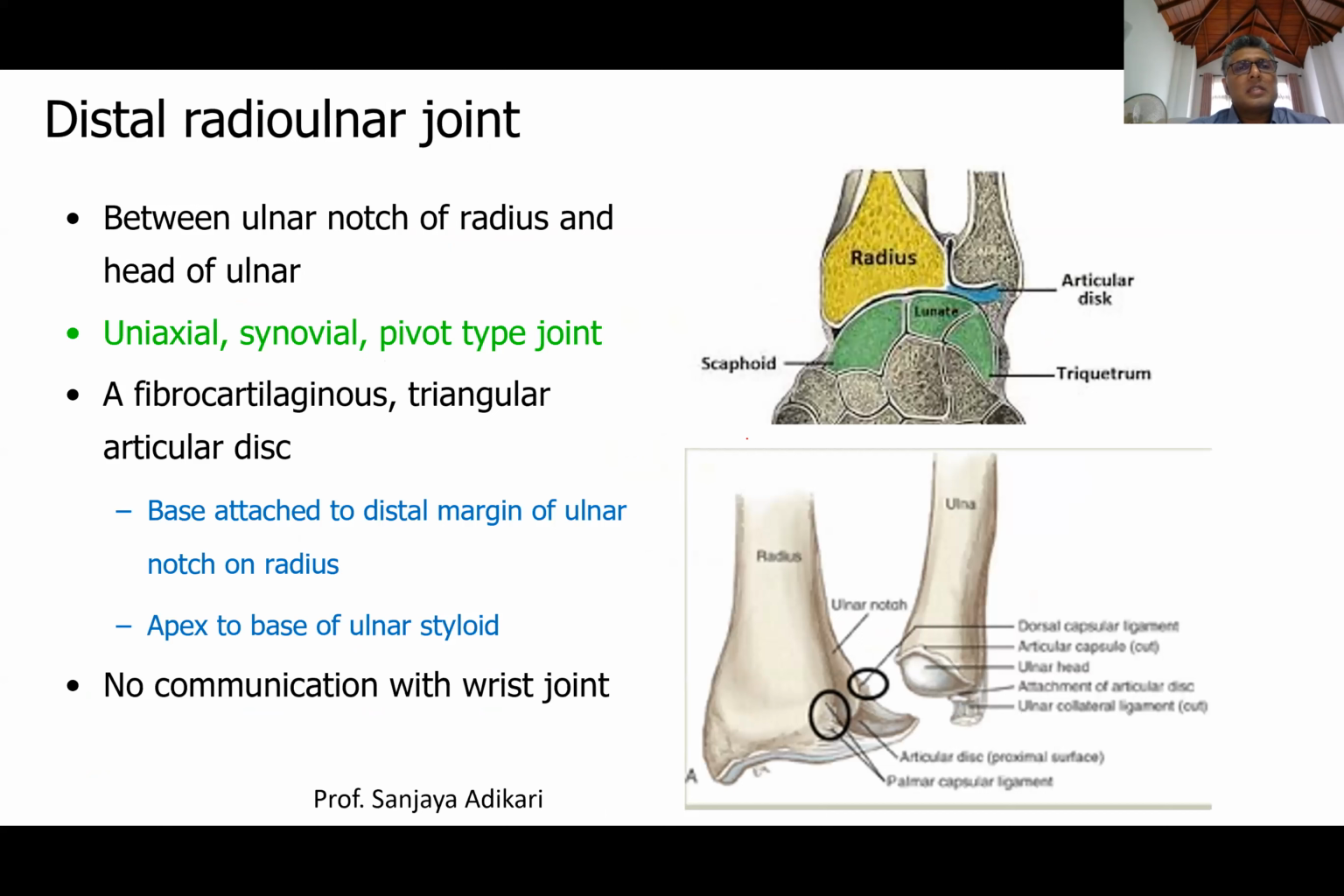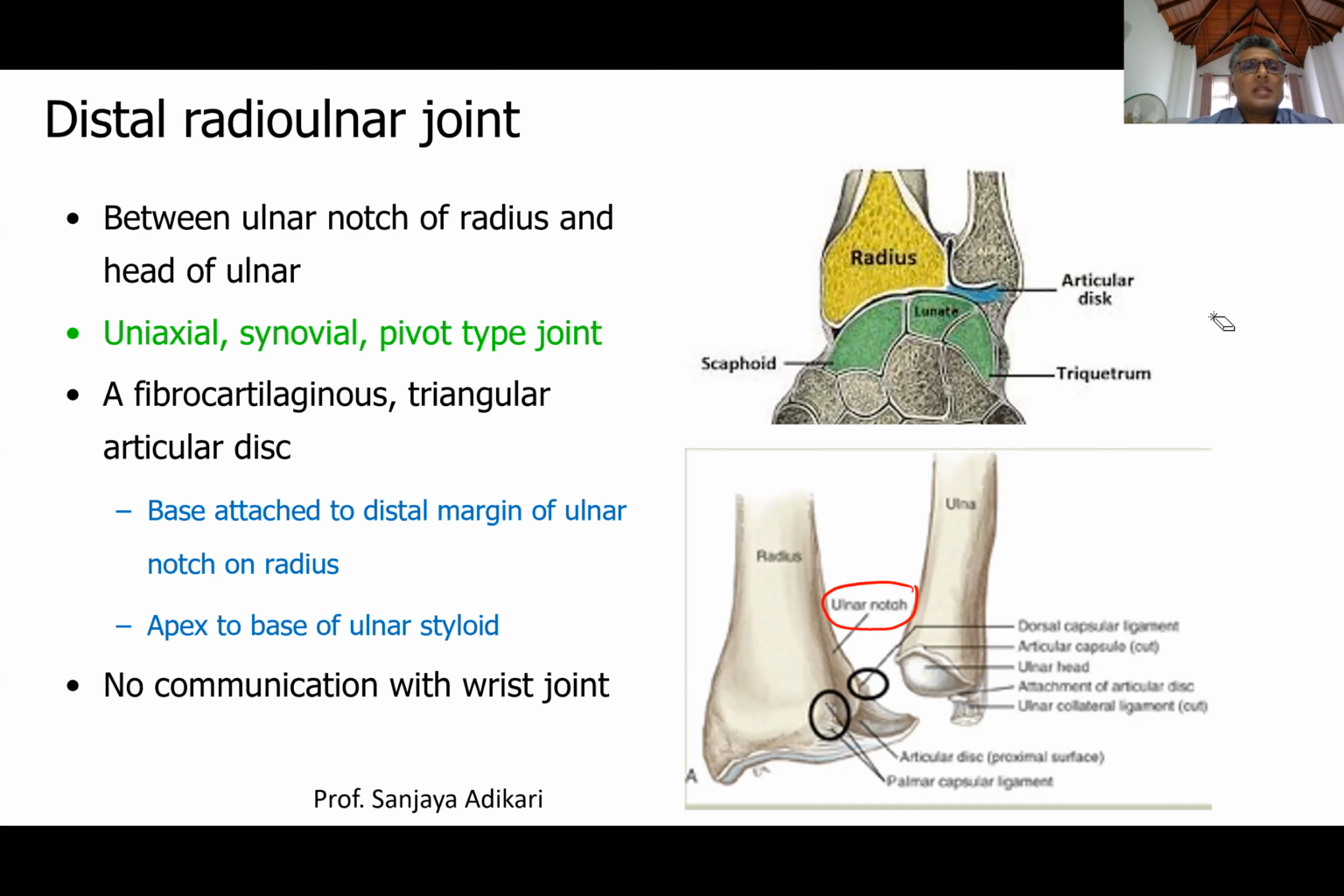Then the distal radioulnar joint. On the radius in this case, there is an ulnar notch distally. So it's the ulnar notch on the distal end of the radius. This is the head of the ulna. So the head of the ulna articulates with the ulnar notch on the distal end of the radius. So that is the first point.